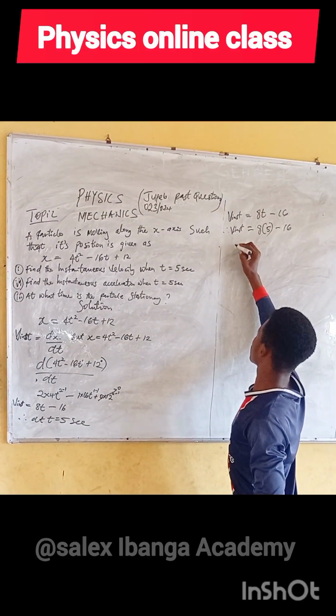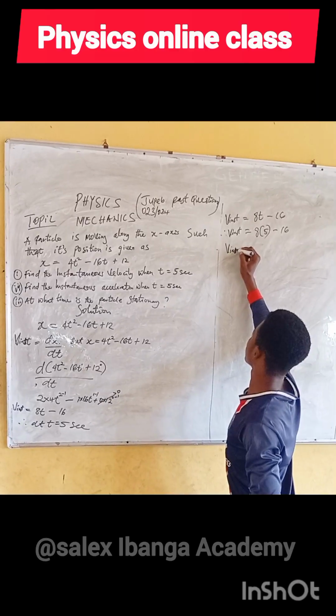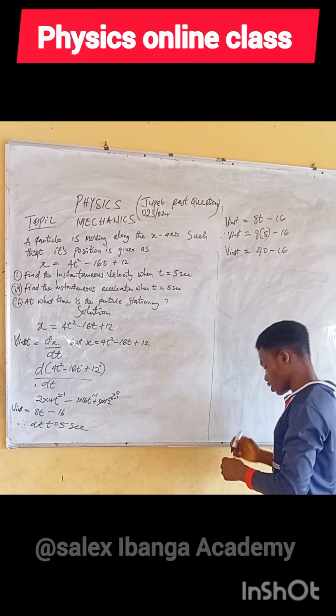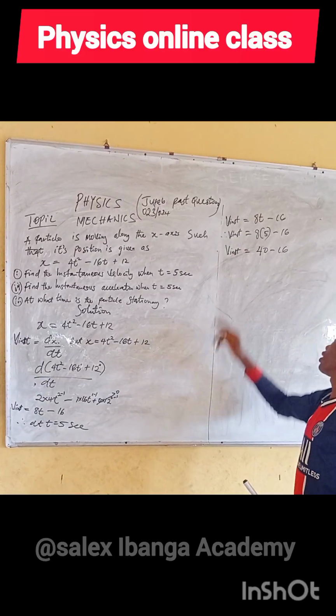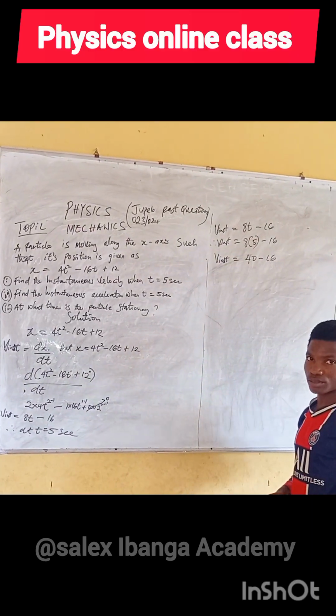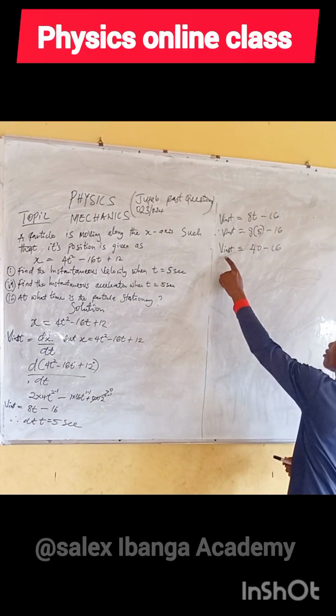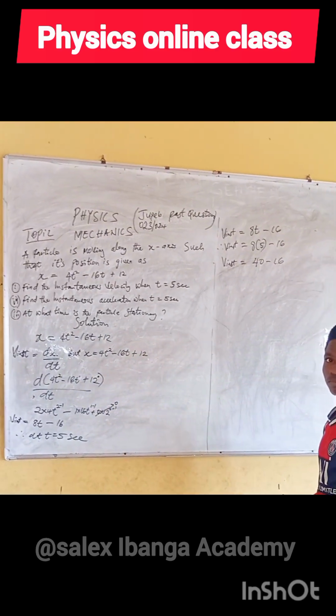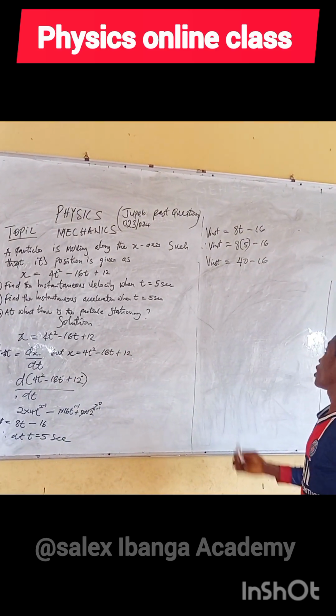So what do I do? 5 times 8. So velocity equals 40 minus 16. 8 times 5 is 40. V instant equals 40 minus 16. Velocity.